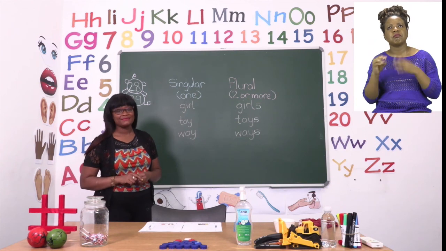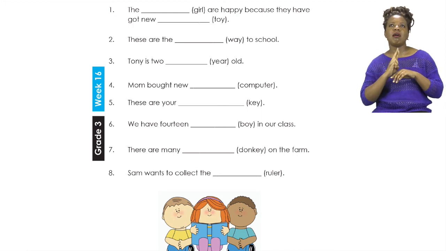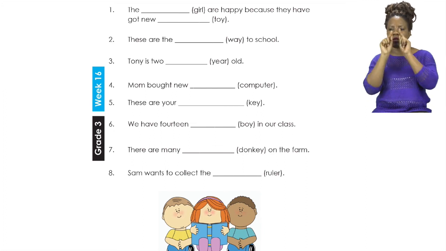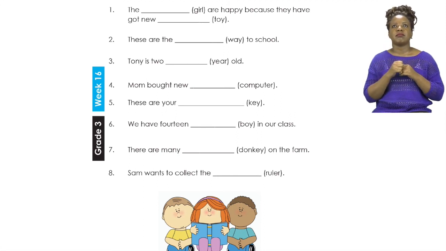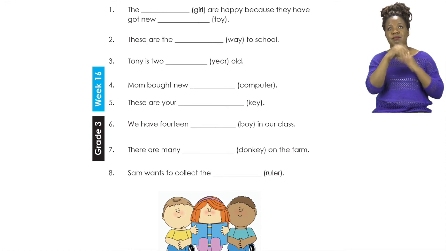Let's go back to number one. Number one says, the dash are happy because they have got new dash. So we are now going to fill in those dashes with the words in the brackets, but we are going to add an S so that it can be complete. Let us begin. The girls are happy because they have got new toys. And now the sentence is correct and complete.